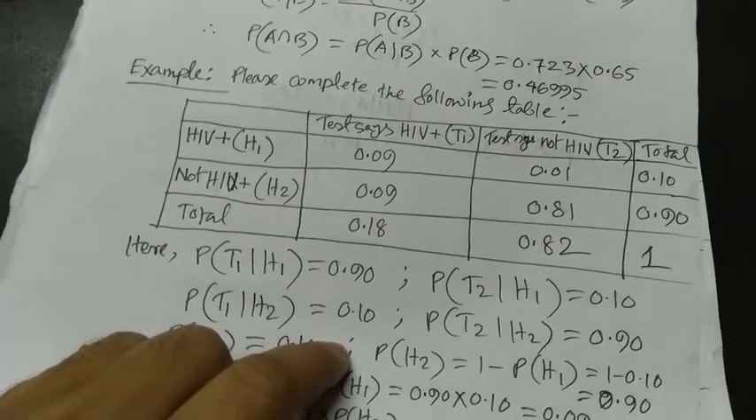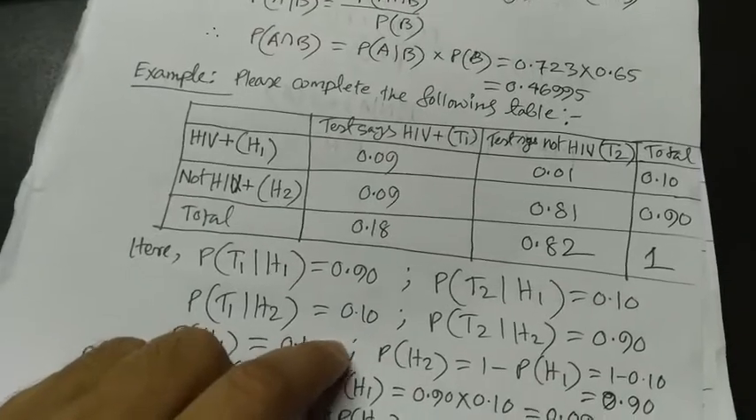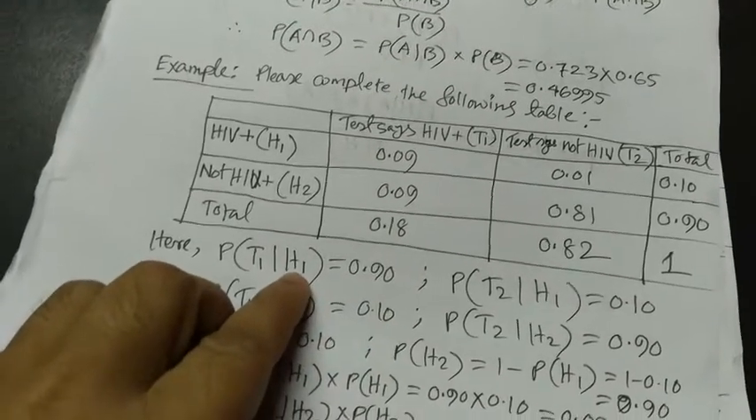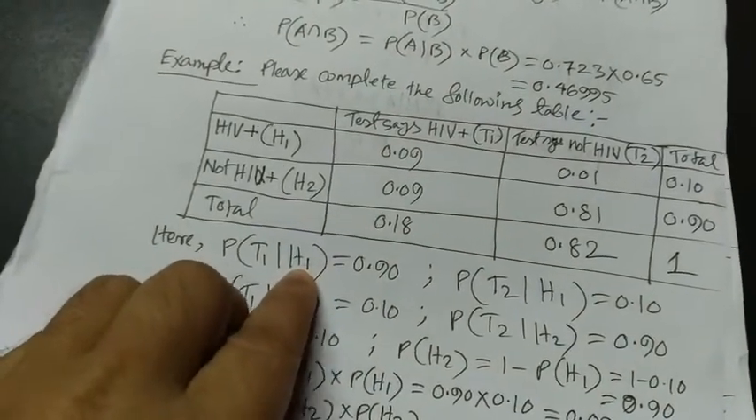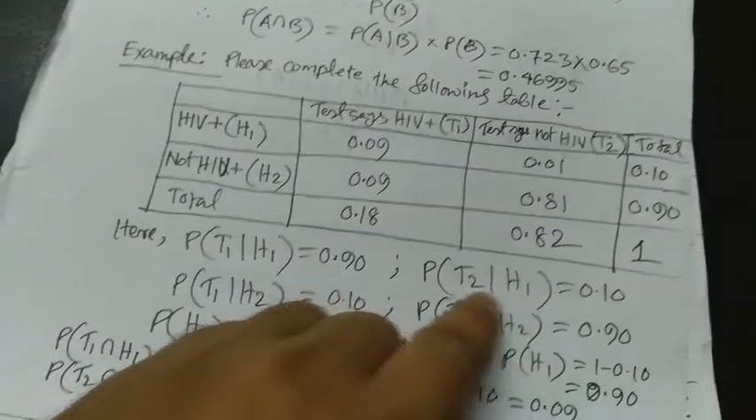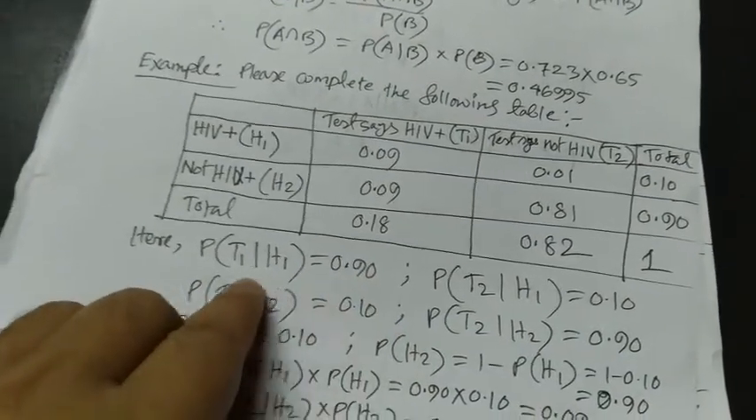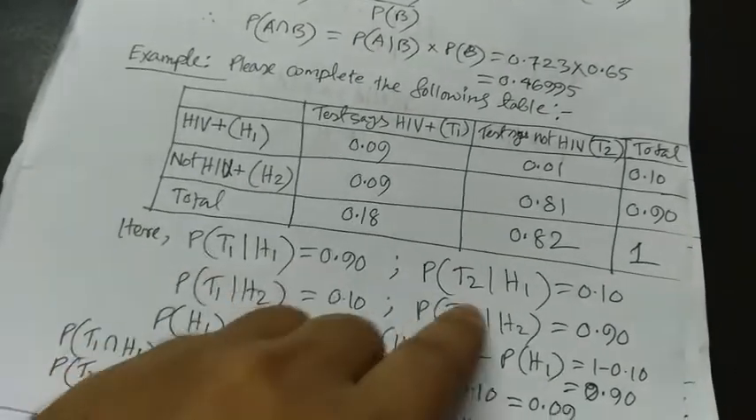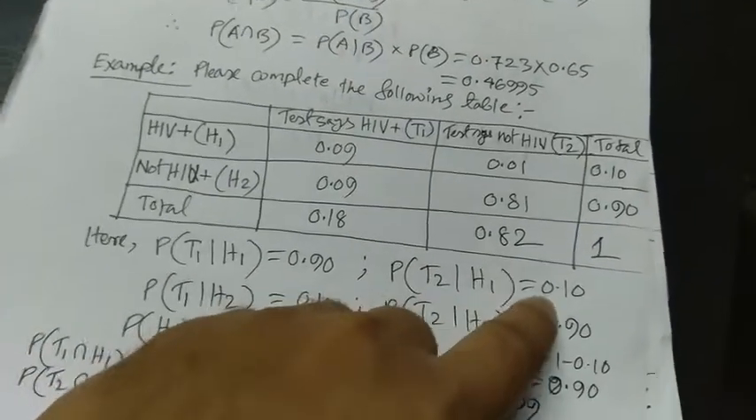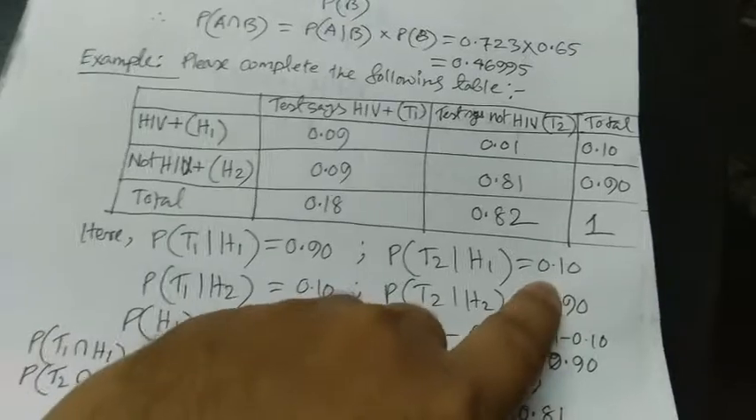This is also given in the question. So as you can see here, this is also given H1, this is also given H1, this one is 0.90. So that means probability of T1 given H1 is 0.90, so probability of T2 given H2 is equal to 1 minus 0.90, that is 0.10.